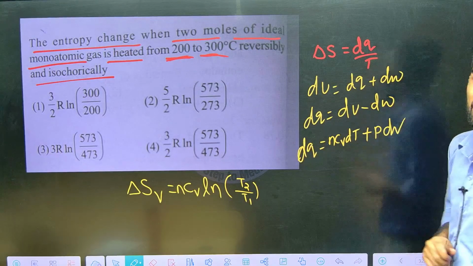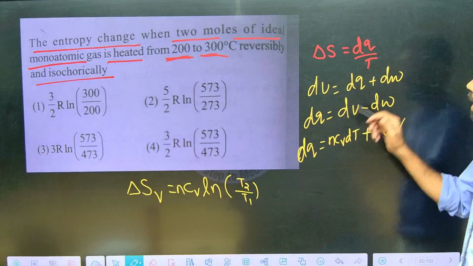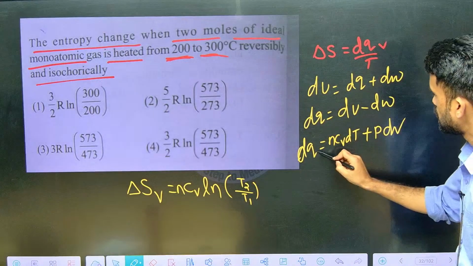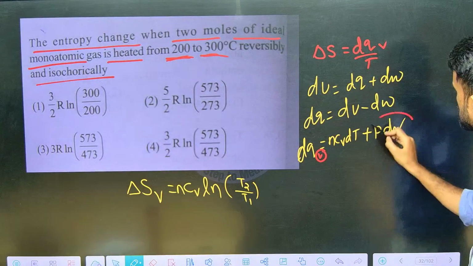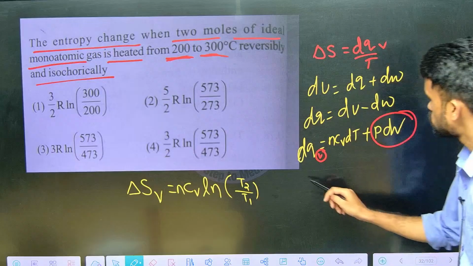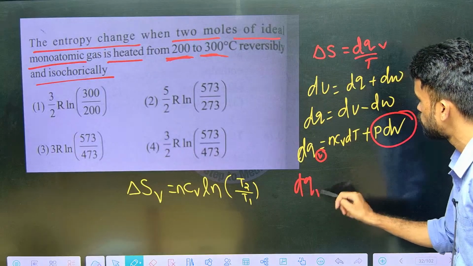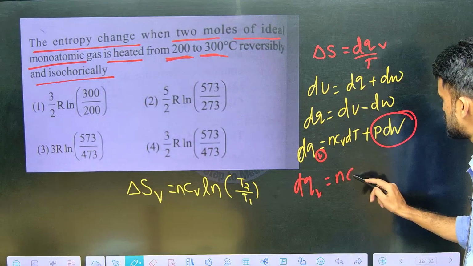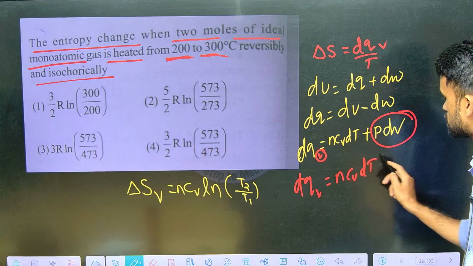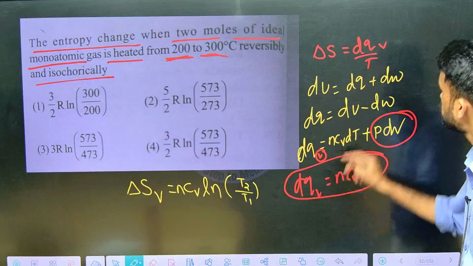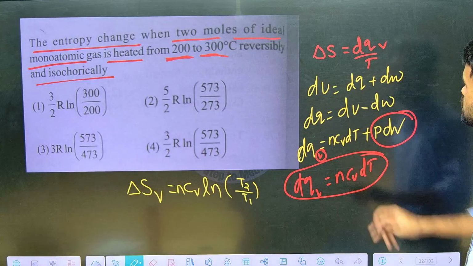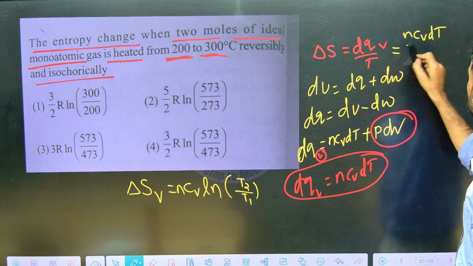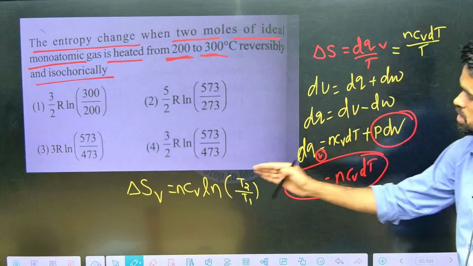Now what is constant here? Isochorically means volume is constant. So this is dqv. If V is constant, change in V will be 0, right? So now what we are remaining with, dqv is equal to nCv dT. Yeah, we got this. So wherever you have dq, there we can substitute nCv dT. So here I can write nCv dT by T. That's why I am using that equation there.